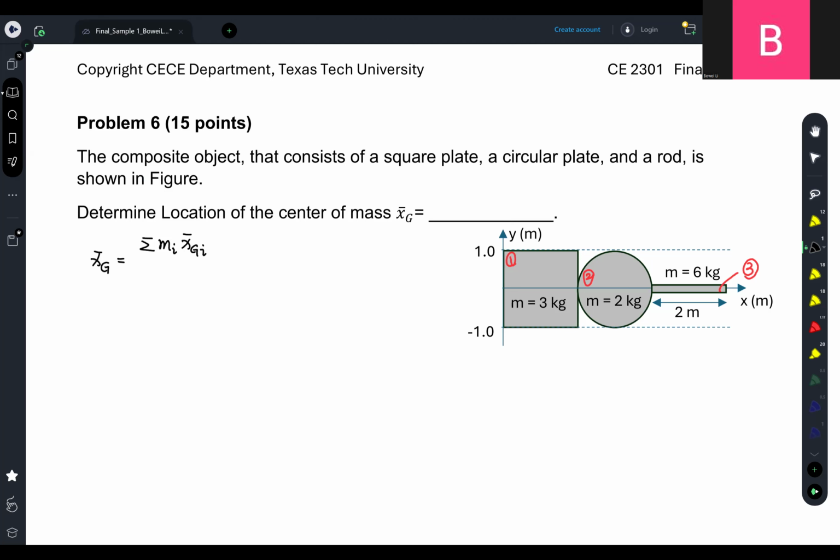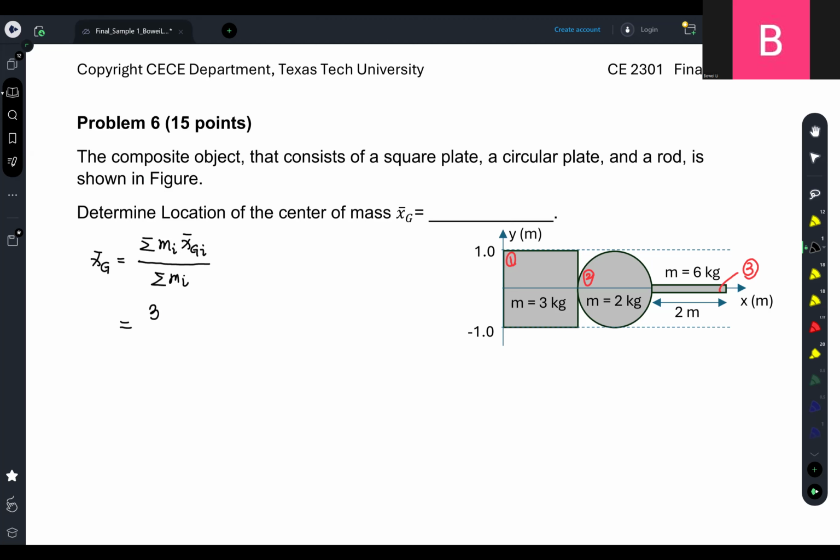within the body of the object, and divided by the total mass here. Now we are going to go through the parts one by one. For our part one here, what is the mass of that? It is 3 kilograms, right? It is 3 kilograms here.